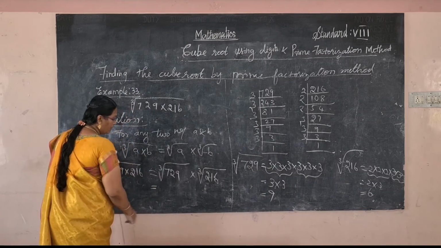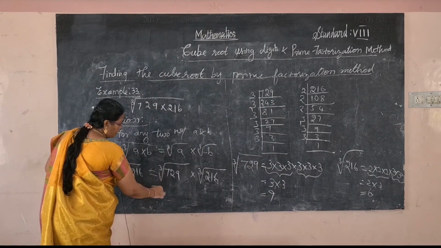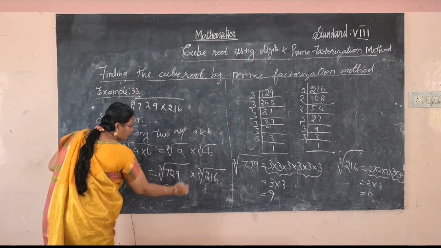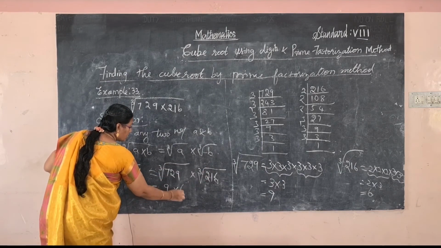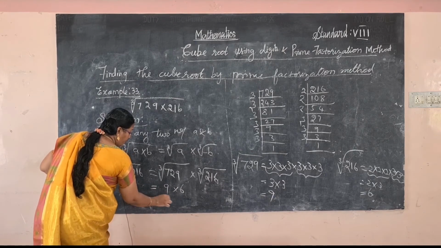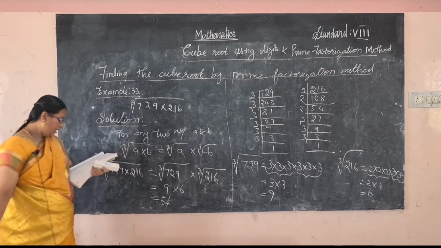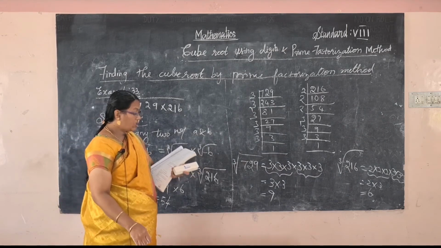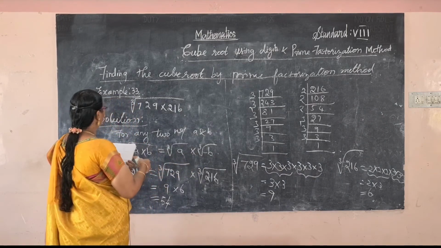Now substitute here. So what do we get? The cube root of 729 is 9. The cube root of 216 is 6. So 9 6s are 54. Okay. See the next example.